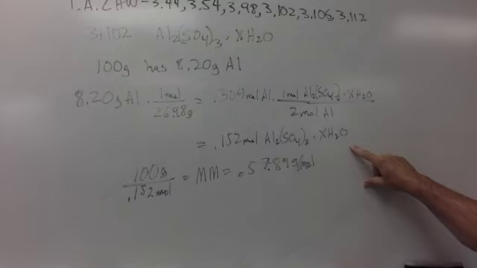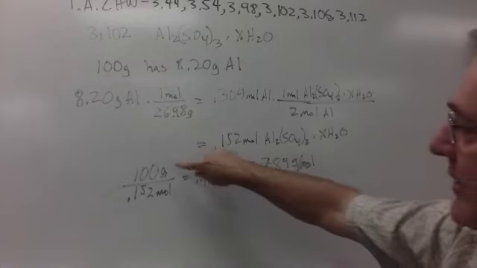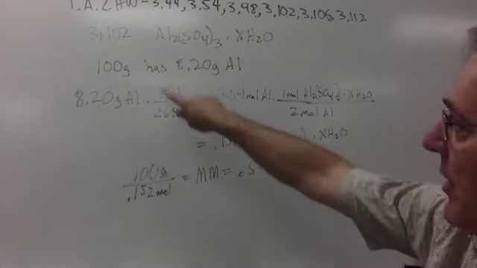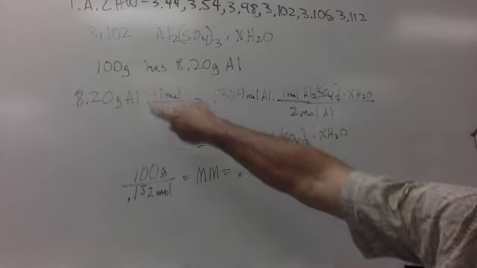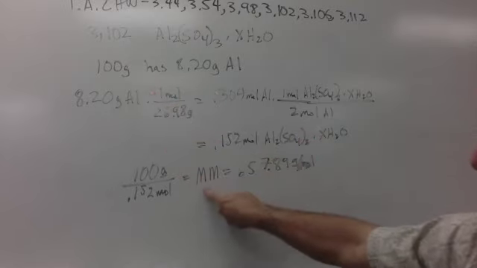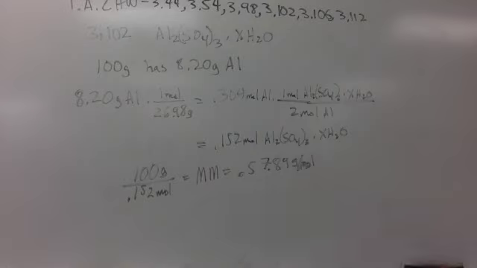Then, using that trick that I showed you at the very beginning of this video, I divide grams by moles. Now remember, I assumed I had 100 grams. So I divide grams by moles, I get the molar mass, and the molar mass is 657.89. Now let me show you how I'm going to use that to find how many waters are in this formula.